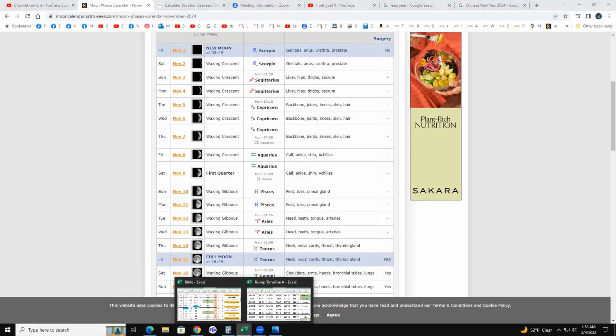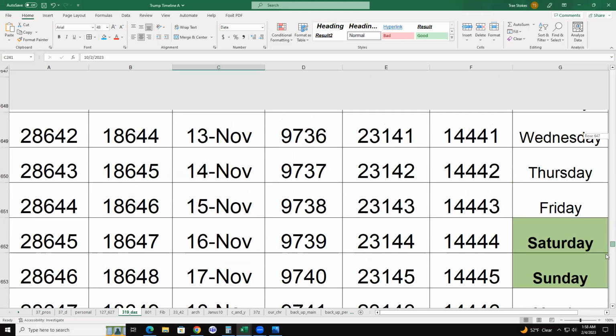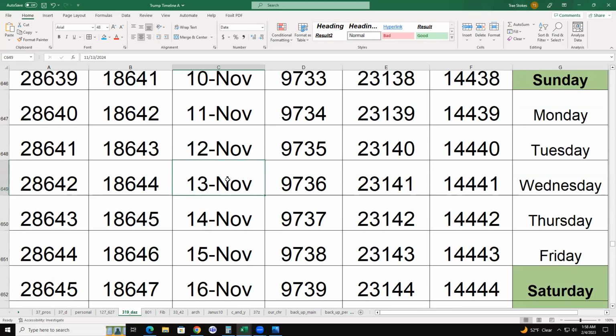If you run our numbers to November 13th, 2024, that would have him going down on a Wednesday, Adam's Day. Mayday is 14441. I'm 23141. Stepdaughter 9736. There's Candy's 18644. Trump is 28642. 42 is my football number, and 286. Those first three numbers is the football game, the Super Bowl in 2013. That was the score when it went 13-22. So on November 13th, is that when we go 3-2-2?